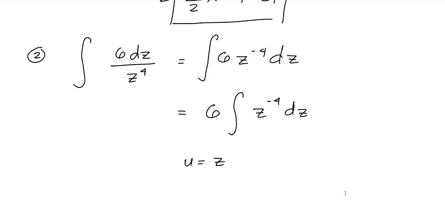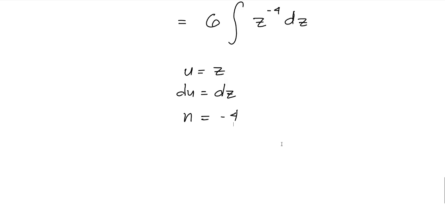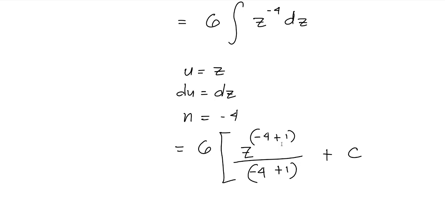Your u is equal to z. Derivative of u is equal to dz. And your n, or the exponent, is equal to negative 4. Now, can you use the formula? Since its exponent is negative 4, the answer would be yes, because our condition says only that if n is equal to negative 1, we cannot use this formula. But in this case, the exponent is equal to negative 4. So, obviously, we can use the formula. This is equal to 6 u raised to n plus 1, where n is negative 4, plus 1, divided by n plus 1, negative 4 plus 1, plus c. So, simplifying, we have 6.